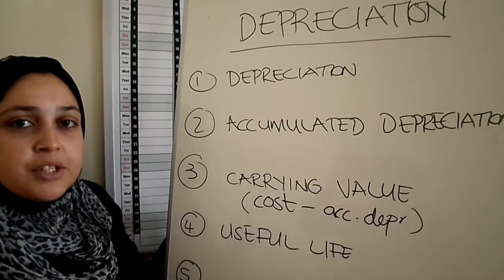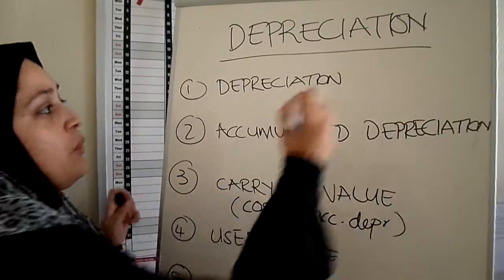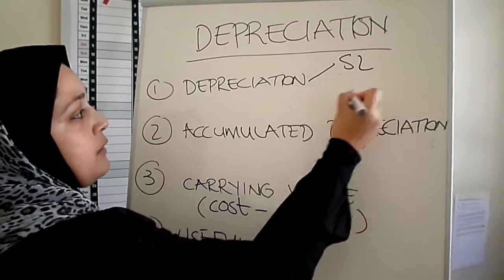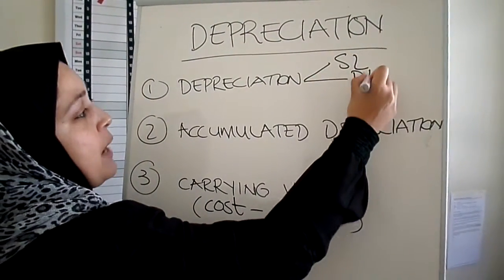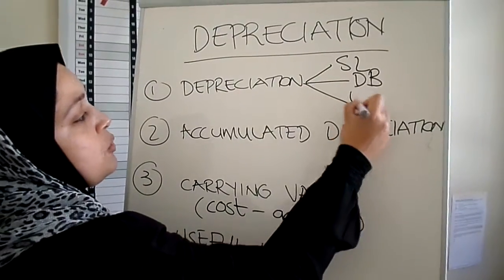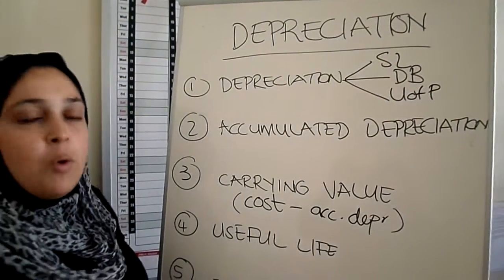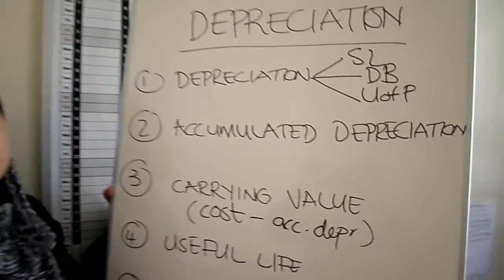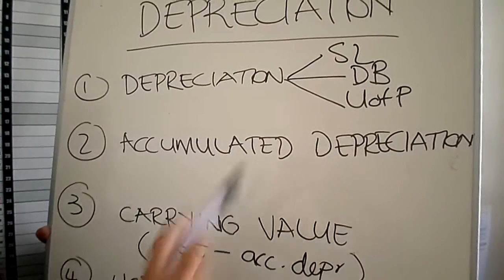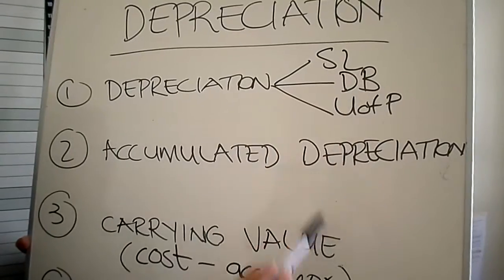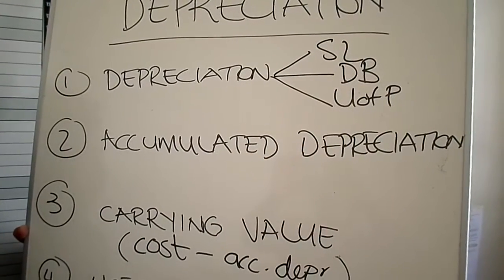Okay, there are 3 methods of depreciation which you need to know. There is the straight line method, the diminishing balance method, and the units of production method. Okay, there are more, but those are the 3 which we will concentrate on for our module. So straight line, diminishing balance, and units of production.